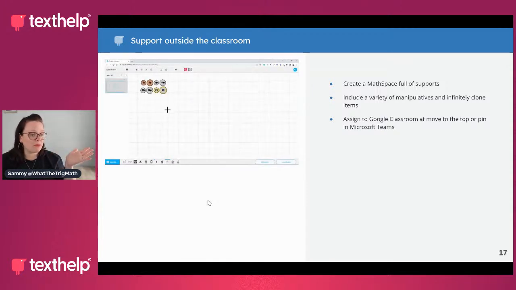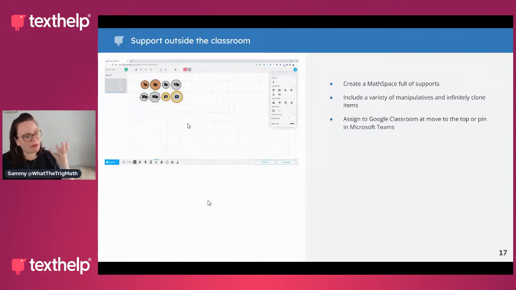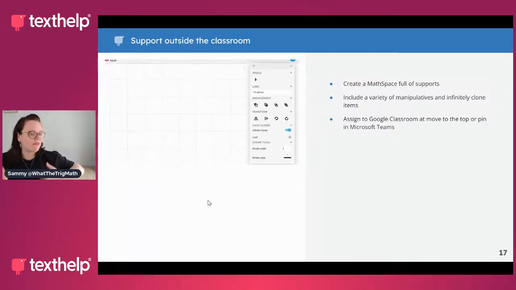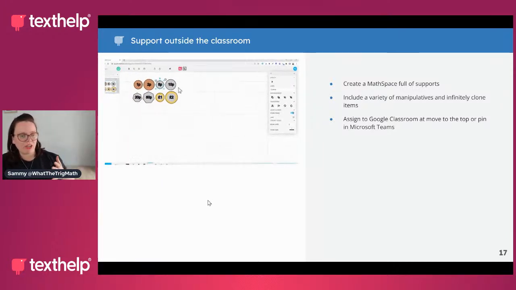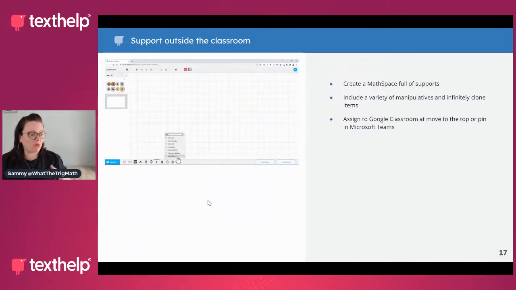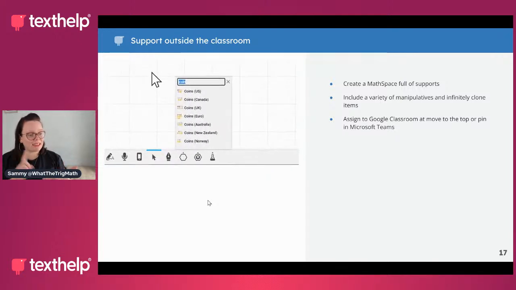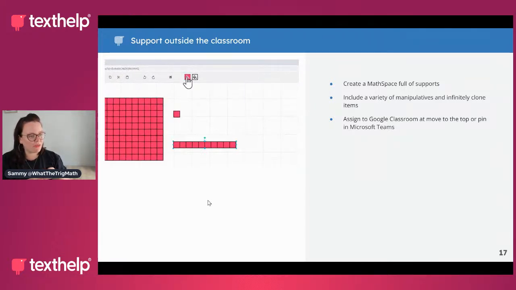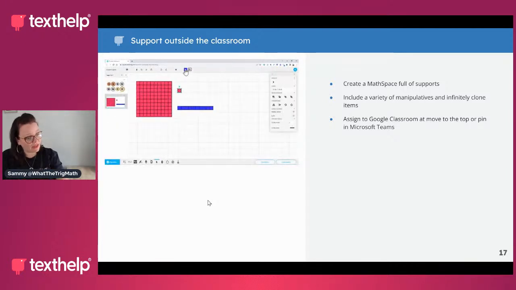So it's just super simple to drag them in and just build a bank of resources for students to access outside the classroom. You might have a different one if you're doing shape, space, measure. You might have a different one if you're doing statistics. You might have a different one if you're doing number. For me, this was just a general one that my students had. It had the tens blocks in, the coins in, and the number line in. And they knew where they could get that support. Because ultimately, we want to drive their independence. We know they need this support. They know they need this support.